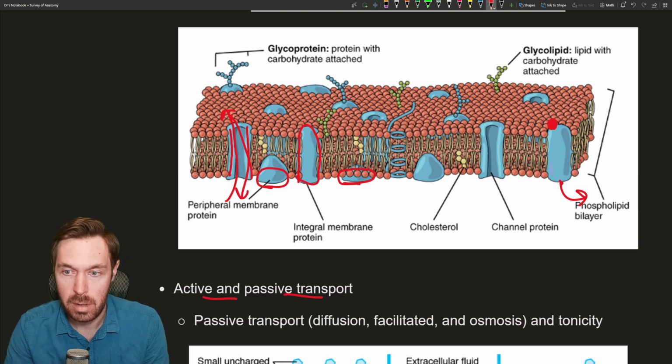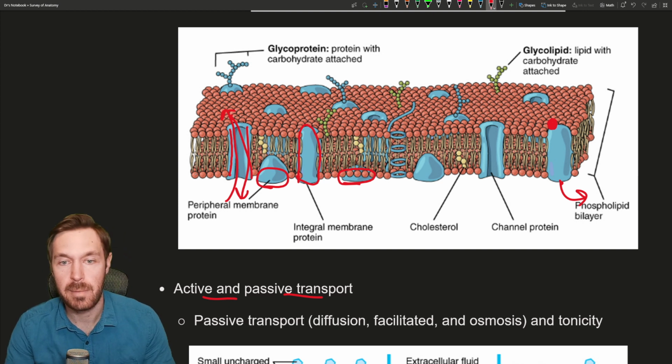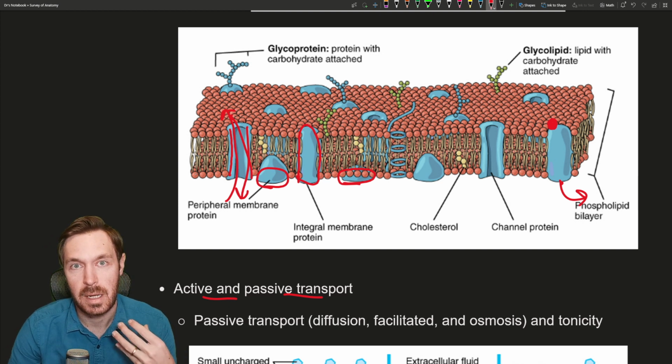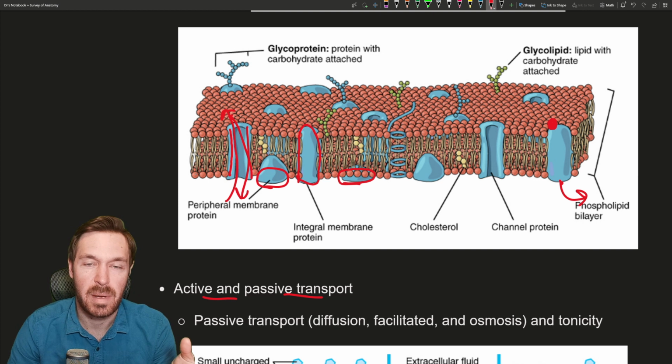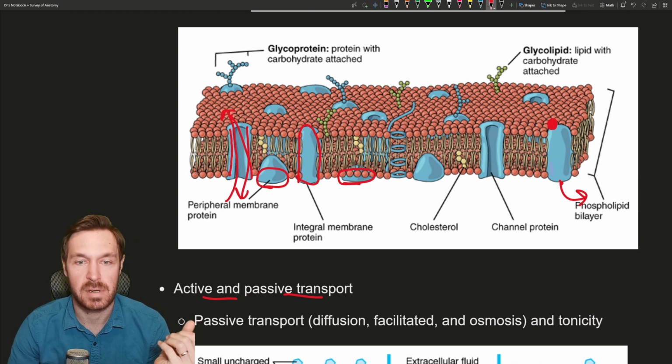Now, when you put all of these phospholipids together, your cell membranes have a fluid-like structure. And so fluid is very mobile. It's viscous in a way. So your cell membrane has like the viscosity of salad dressing in a way.